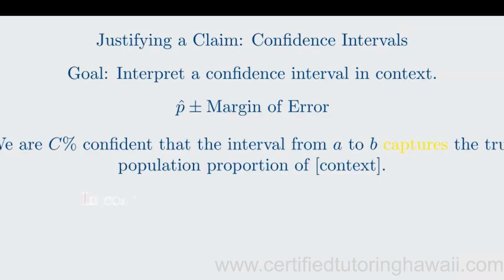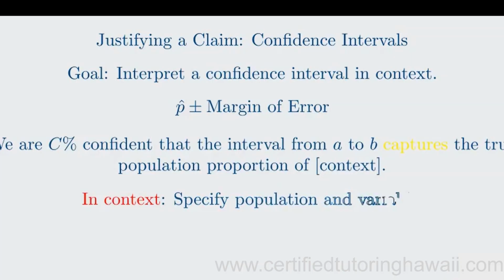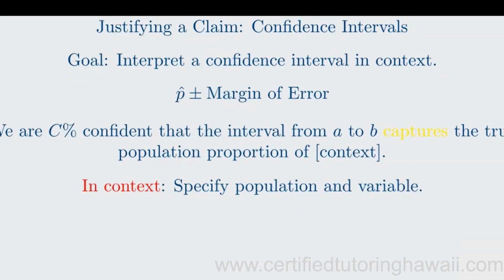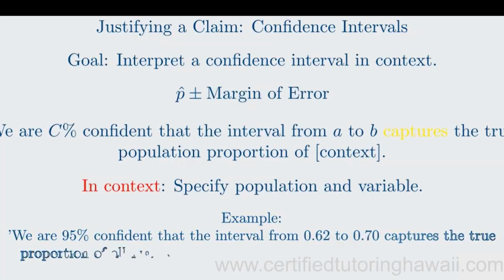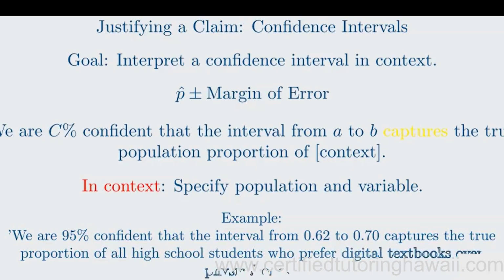Adding context is where students often lose points. You must specify who the population is and what success looks like in your study. For instance, look at this interpretation. It includes the confidence level, the interval limits, and a specific description of the population. Now, let's address a common point of confusion: the difference between interpreting the interval and interpreting the confidence level.